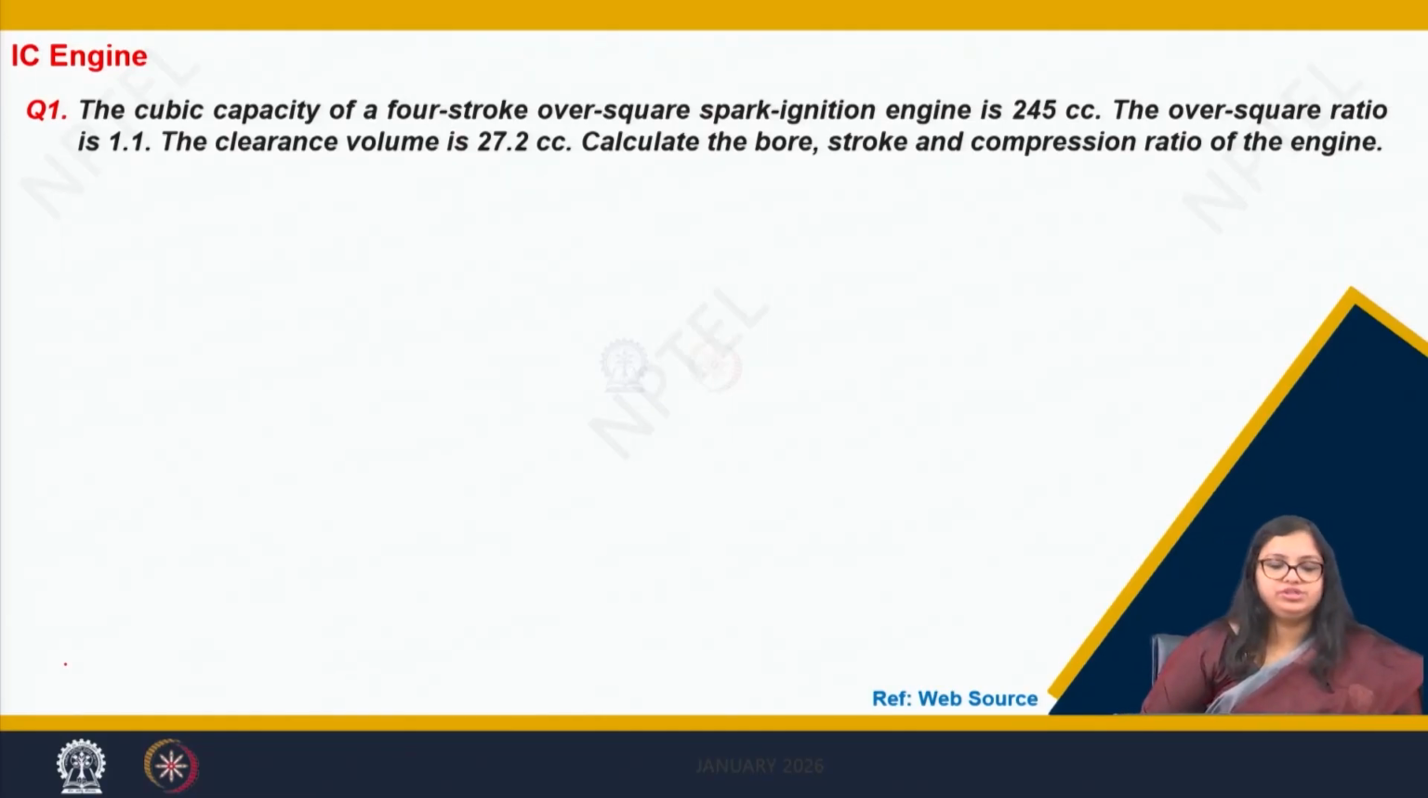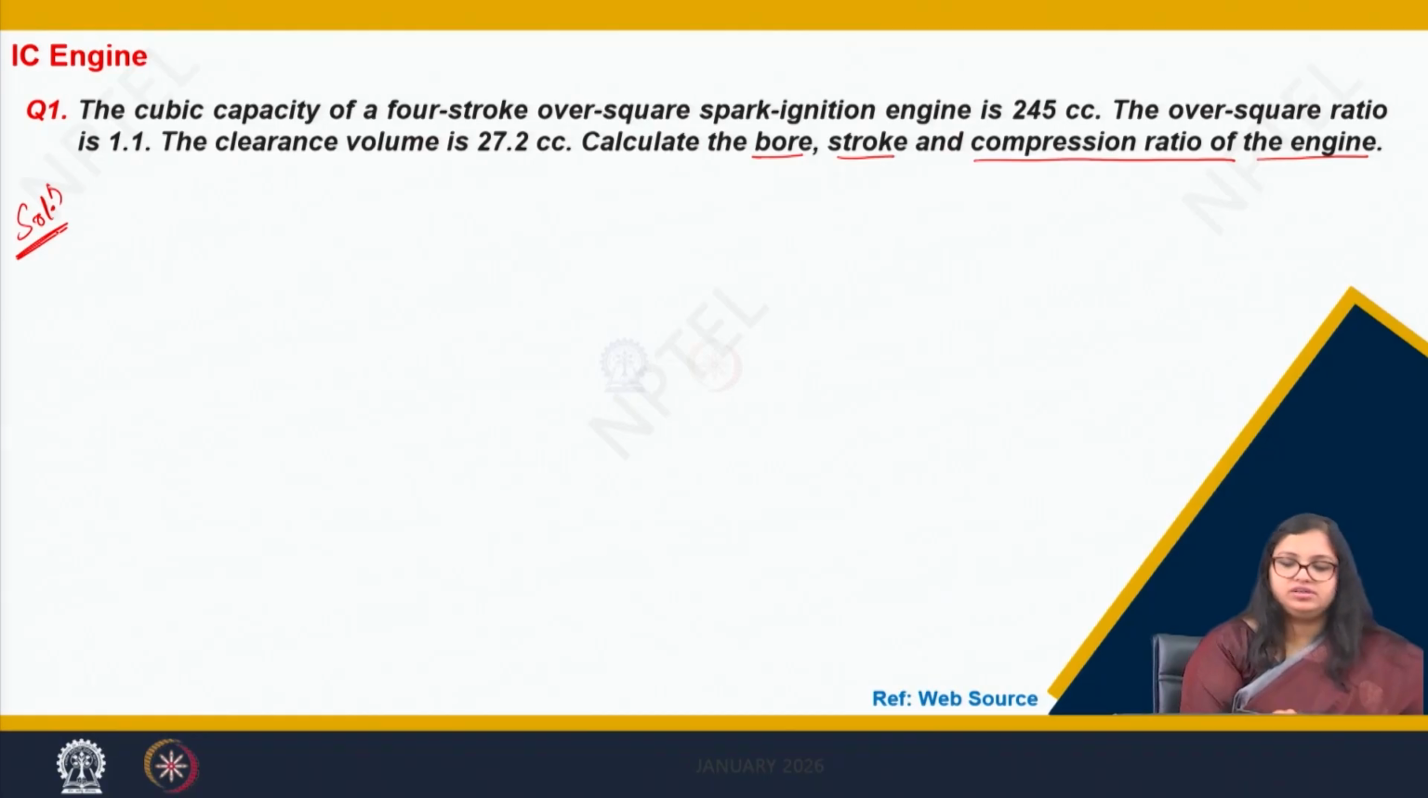the first question tells the cubic capacity of a 4-stroke over square spark ignition engine is 245 cc. The over square ratio is 1.1 and the clearance volume is 27.2 cc. So now we have to calculate the bore, the stroke and the compression ratio of the engine.